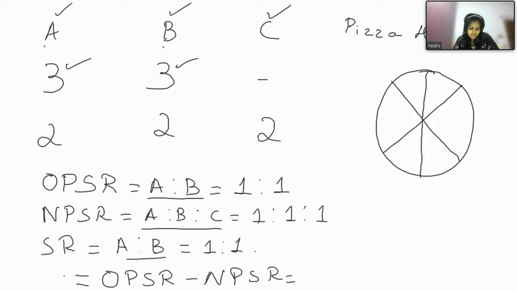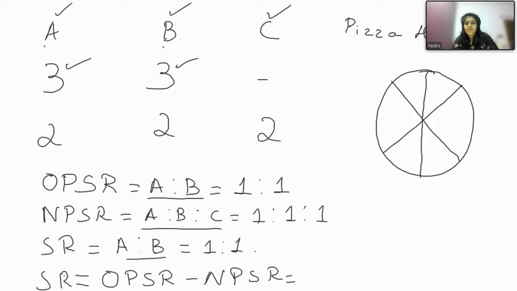What is SR? SR is nothing but sacrificing ratio. Sacrificing ratio will be equal to old profit sharing ratio minus new profit sharing ratio. Respectively for A and for B, we need to calculate old profit sharing ratio minus new profit sharing ratio, and we'll get the sacrificing ratio. But in this sum, since our example was quite simple, we can determine that the sacrificing ratio is 1:1.